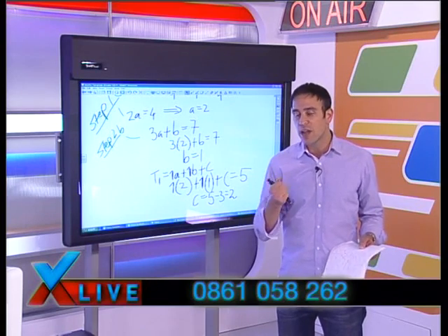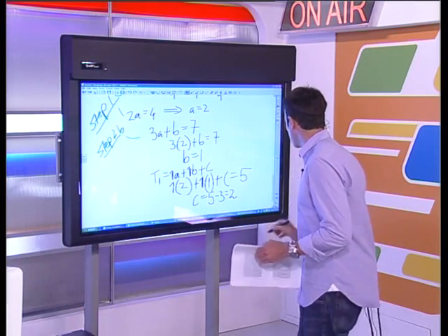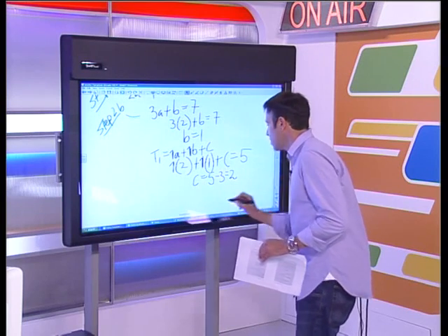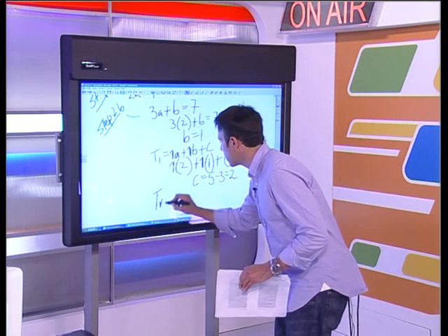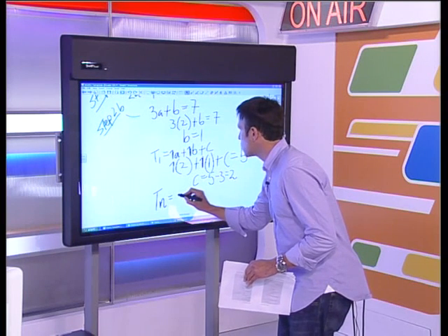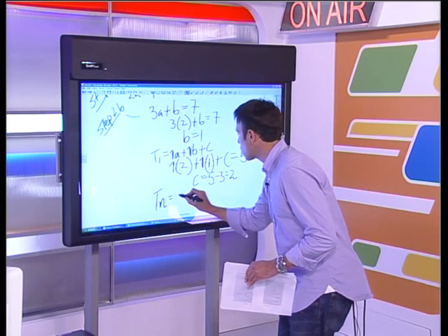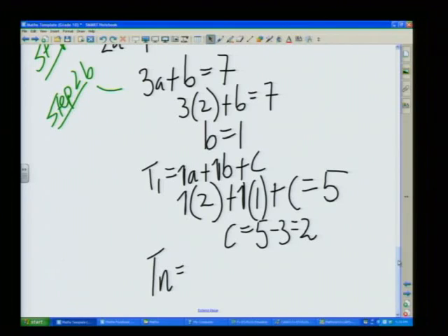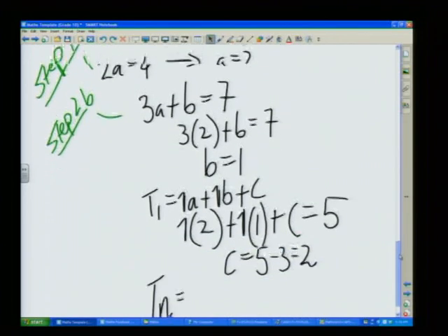All I need to do now is plug in those a, b, and c values. So we can finish this question, okay? So Tn, finally, is equal to an squared. A, we said, was 2. So let's confirm that. There we have it.